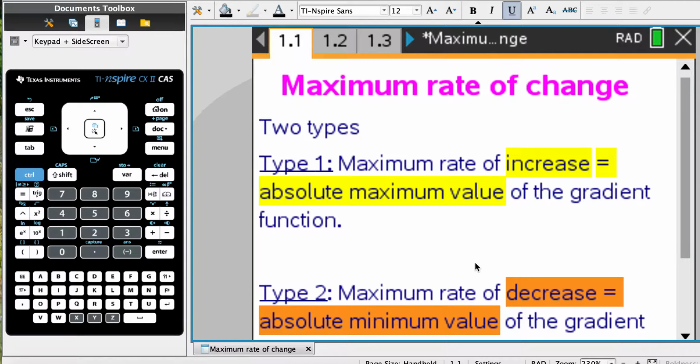So as you can see on the screen, we have two types of maximum rates of change. When you're trying to do the questions, you have to read them with a lot of care, as to whether the assessor wants you to tell them the value of t for time, for instance, to give the maximum rate of increase, or the value of time that will give the maximum rate of decrease.